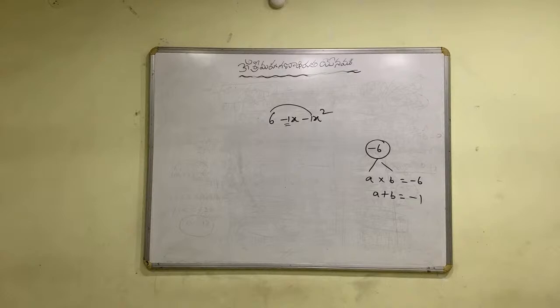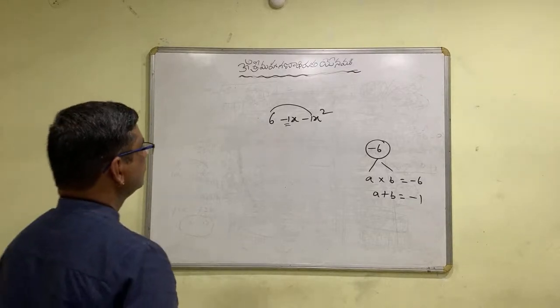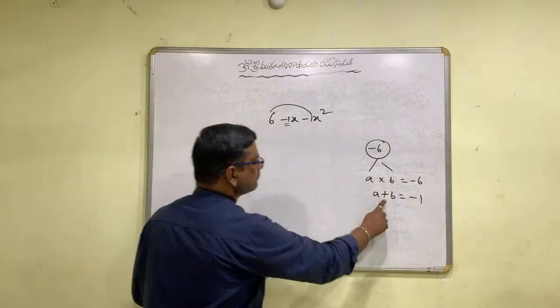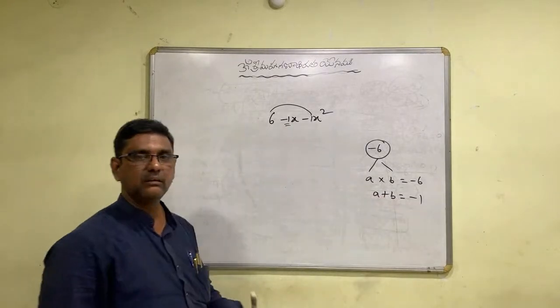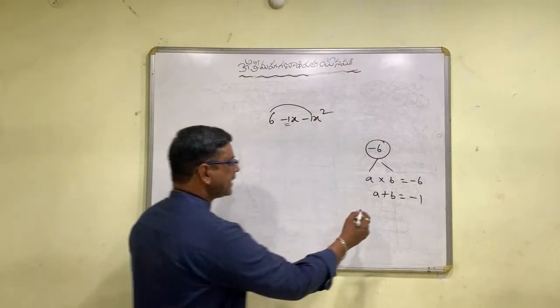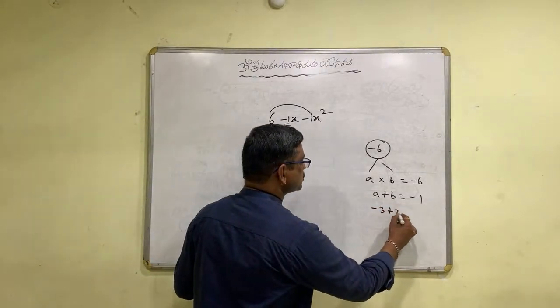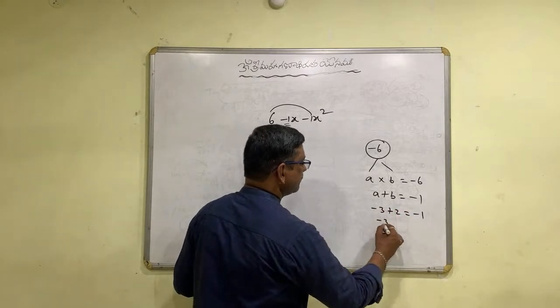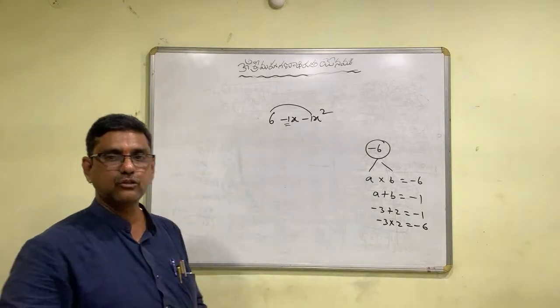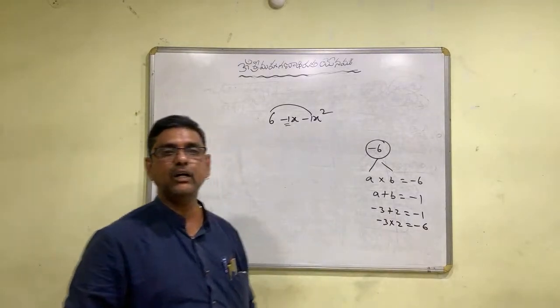Because we need to get minus 1 in the beginning. The sum of two numbers we need to get is minus 1. So what can we take? Minus 3 plus 2 is minus 1. Minus 3 into 2 is minus 6. So the pair is minus 3 and 2.